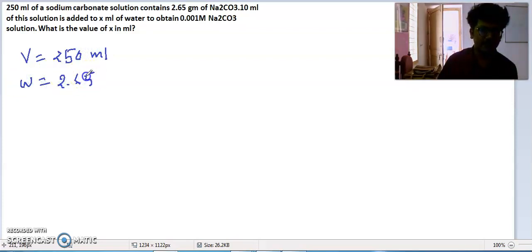2.65 gram. Today there is some problem with my laptop, so it is lagging again and again. That's why the handwriting is also not coming properly.